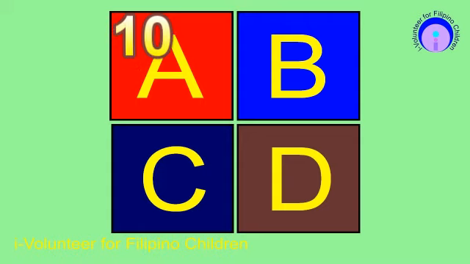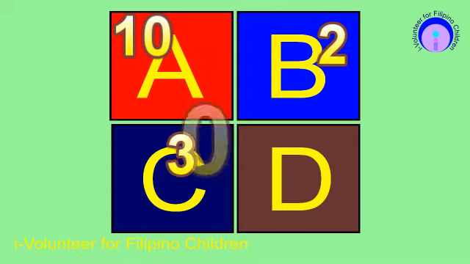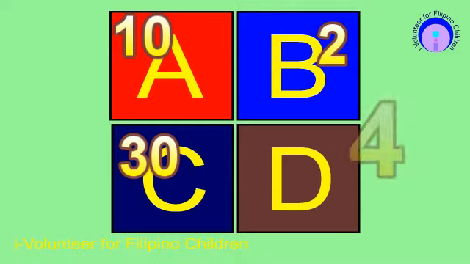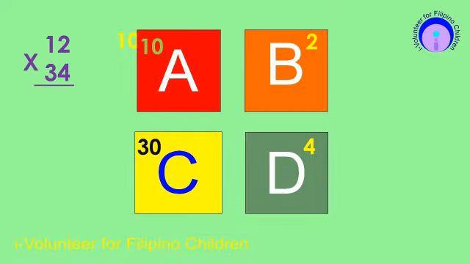A gets 10, B gets 2, C gets 30, and D gets 4. Now let's start solving.